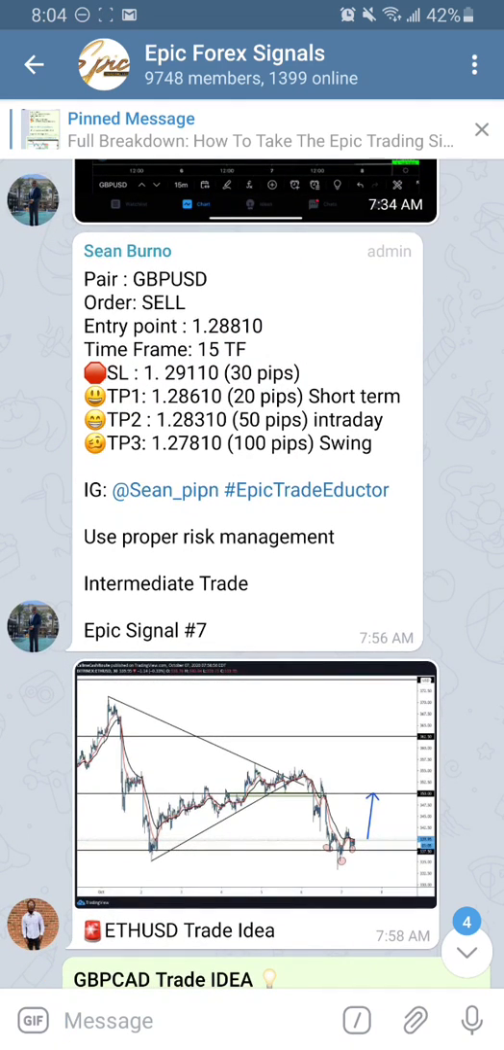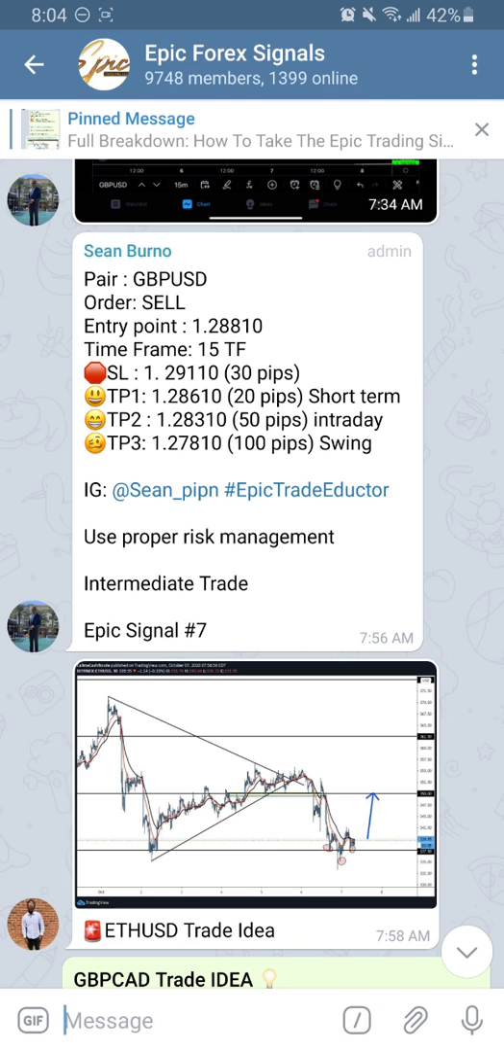Okay. So then we have our take profit 1, 2, and 3. These are going to be optional. You can take the trade to take profit 1. You can take the trade to take profit 2. You can take the trade to take profit 3. It's really up to you.